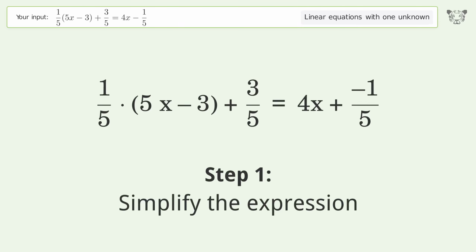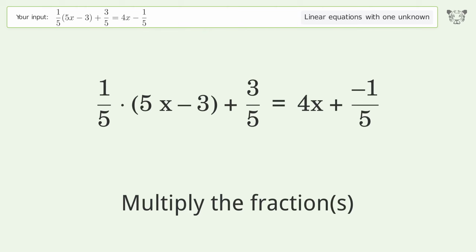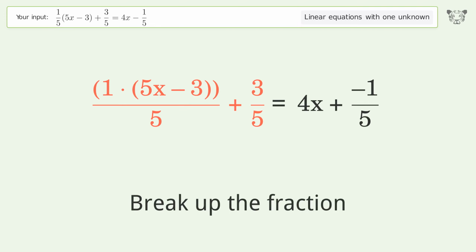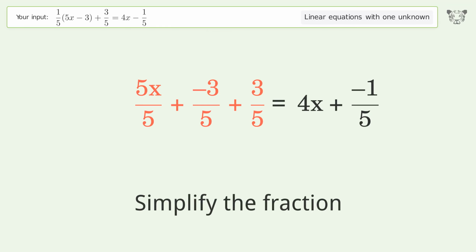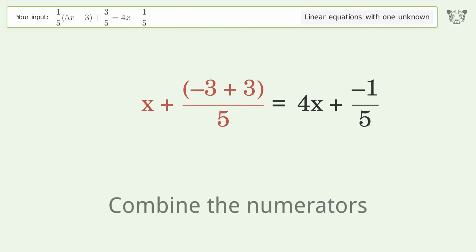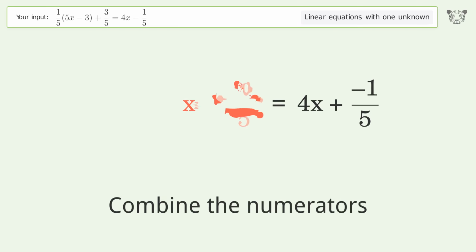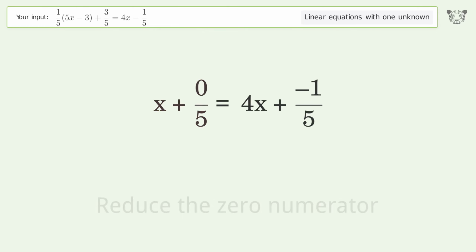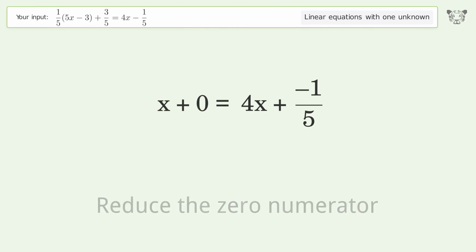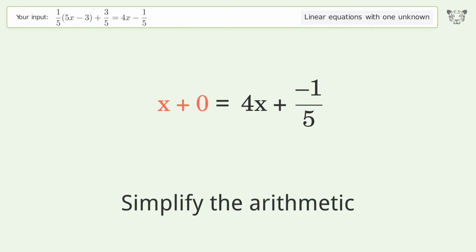Simplify the expression. Multiply the fractions. Break up the fraction. Simplify the fraction. Combine the fractions. Combine the numerators. Reduce the zero numerator. Simplify the arithmetic.